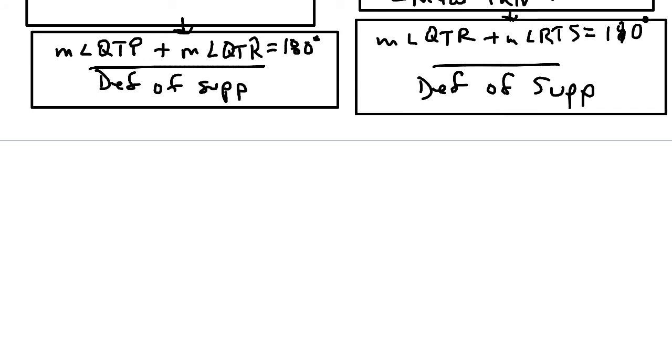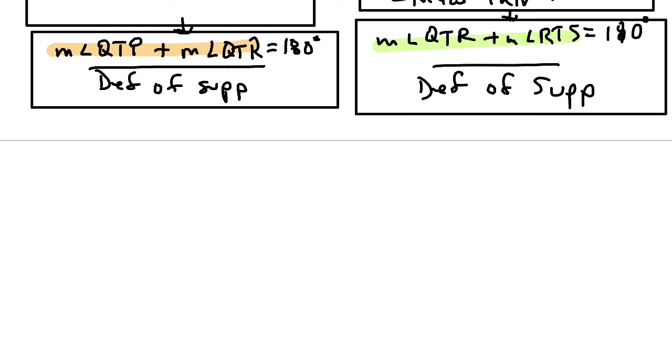Now, the magic happens. I want you to take a look at this. I'm going to use some new color coding. Let's see, some interesting color coding. How about orange? Notice that equals 180. Notice that equals 180. Well, if orange equals 180 and green equals 180, then orange equals green.